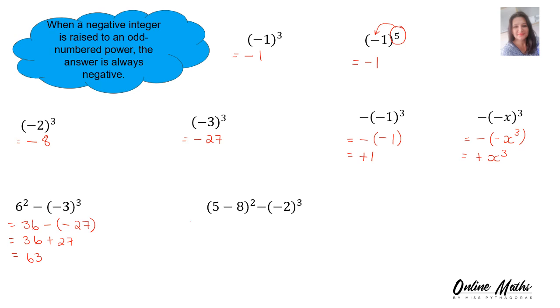On this one, first of all, you'll do what's inside the bracket. So 5 minus 8 is negative 3 squared minus, and then (-2) to the 3 is negative, and 2 to the 3 is 2 times 2 times 2, which is 8. And then inside the bracket, (-3) squared will become plus 9, and a minus times a minus is a plus 8. And then 9 plus 8 is 17.